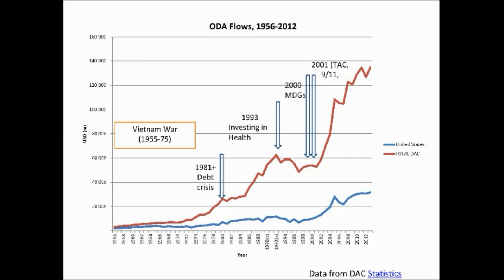So what we're looking at, at the beginning of this escalation of aid flows, is the MDGs in the year 2000 and the Treatment Action Campaign and the 9/11 atrocity in 2001. And it's an open question whether it was the MDGs which drove this increase, or it was some kind of reaction to the debates over treatment access.